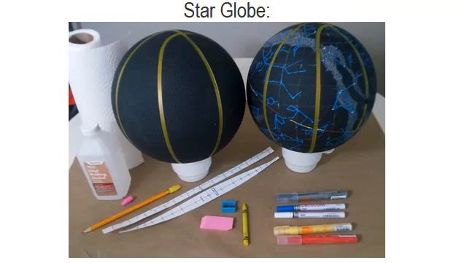The best activity for complementing your study of the stars is making a star globe. The materials and steps for making a star globe are similar to an Earth globe. After you make the crayon grid, you add the ecliptic with 2 contrasting colors. I used yellow and red.